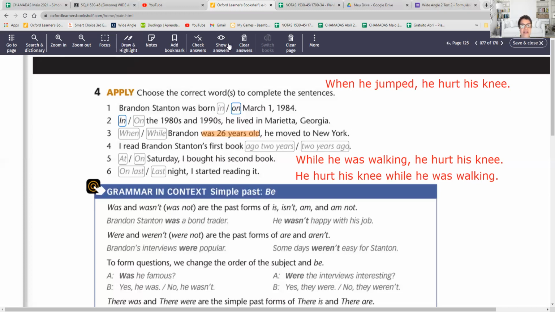Okay, let's see that. So Brandon lived in New York. Look, for example, Brandon, he moved to New York. So let's see. Brandon lived in Georgia.